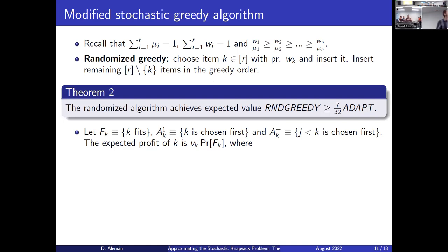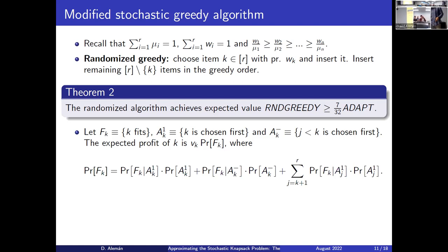So let's get started. Let f of k denote the event that item k fits into the knapsack. Let a1k denote the event that k is chosen first, and let a minus k denote the event that an item whose index is less than k is chosen first. Now, the expected profit that we can obtain from item k will be equal to the value of k times the probability that item k gets inserted into the knapsack. By the law of total probability, the probability of event fk, the probability that k fits into the knapsack, is equal to this value here. Given the results that we have seen already, we should be able to either compute those quantities exactly or find a suitable bound.